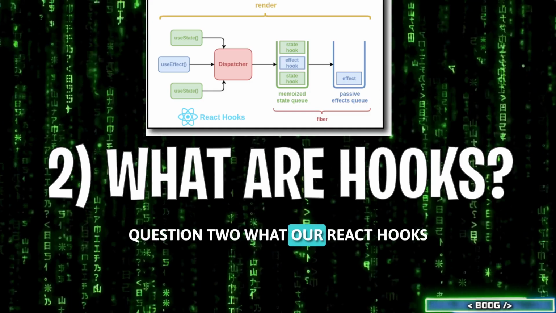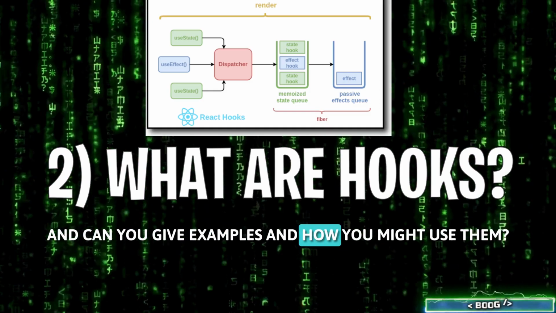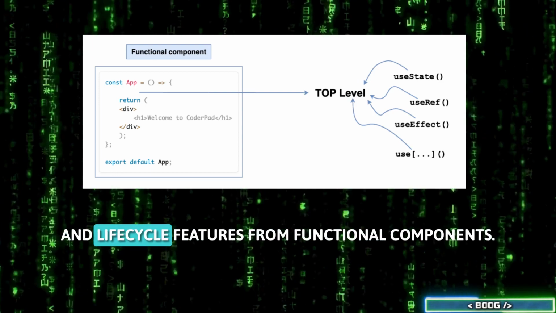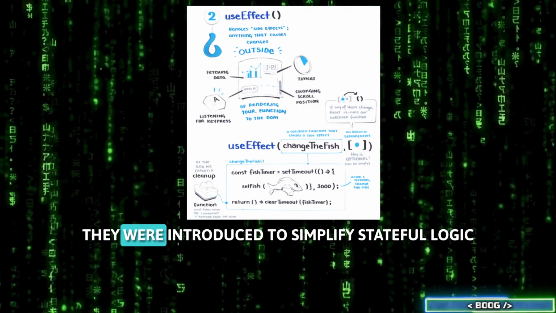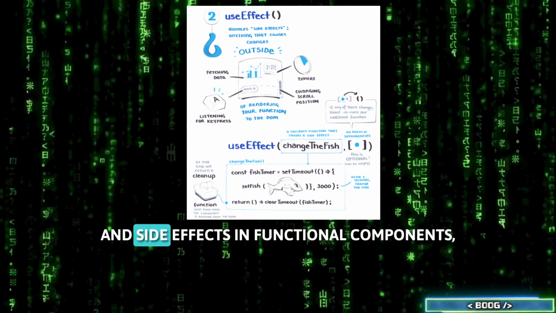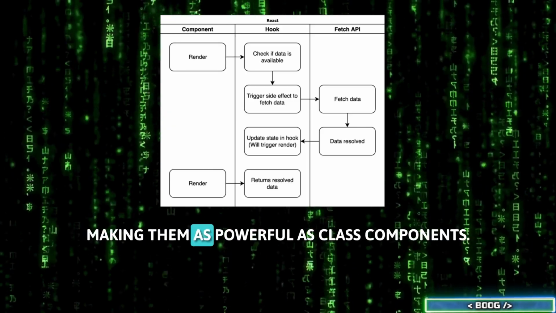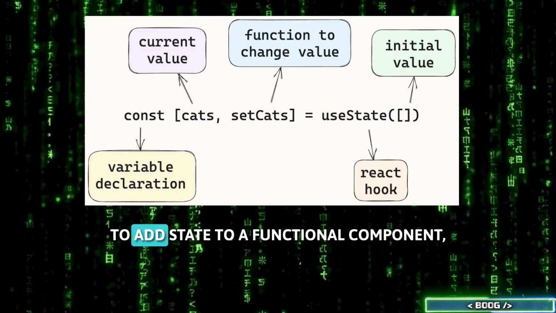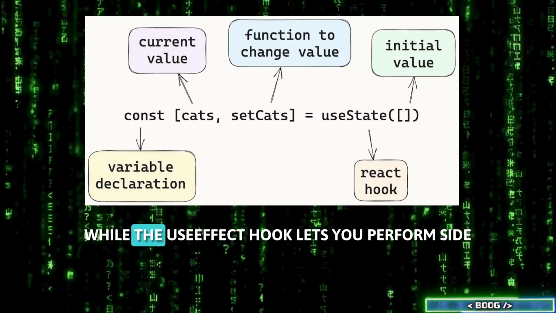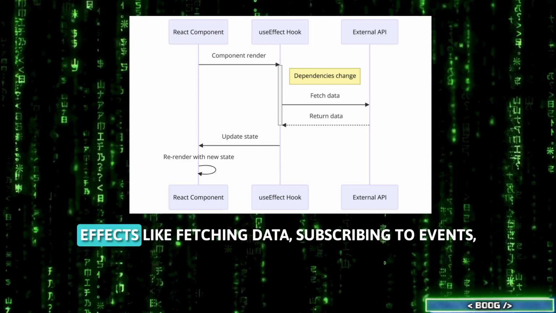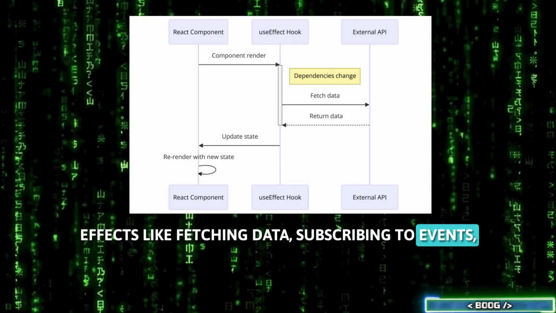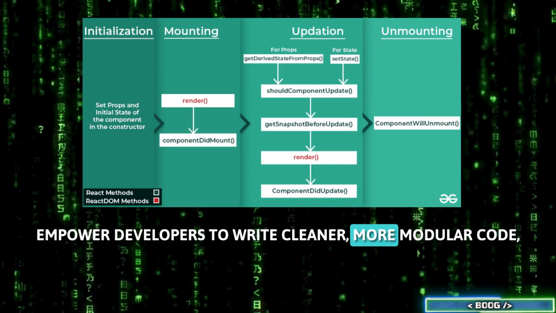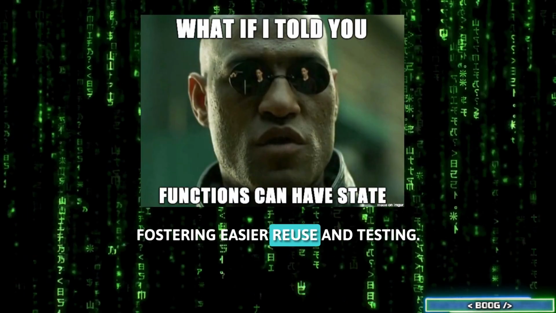Question 2. What are React hooks, and can you give examples on how you might use them? React hooks are functions that let you hook into React state and lifecycle features from functional components. They were introduced to simplify stateful logic and side effects in functional components, making them as powerful as class components. For example, the useState hook allows you to add state to a functional component, while the useEffect hook lets you perform side effects like fetching data, subscribing to events, or manually changing the DOM. Hooks empower developers to write cleaner, more modular code, fostering easier reuse and testing.